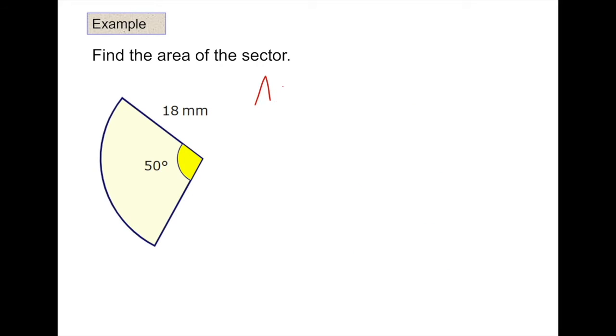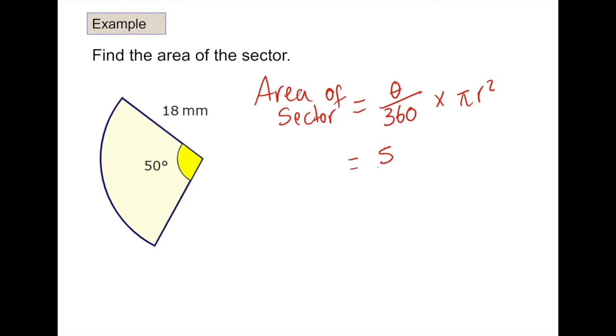Okay, let's try out another example. Here again, the question is asking us to find the area of the sector. We always start off by writing down the formula. So theta over 360 times pi r squared, which is going to be 50 over 360, because the angle is 50, the angle around a circle is 360, multiplied by pi times the radius, which is 18 millimeters squared.